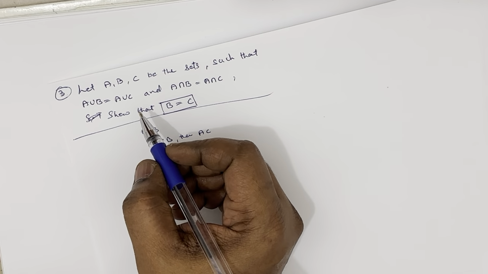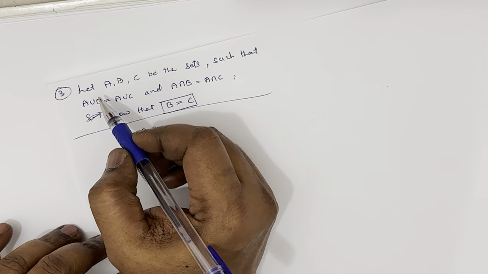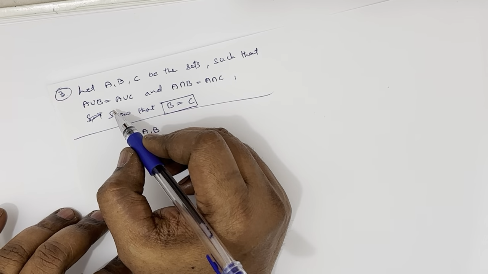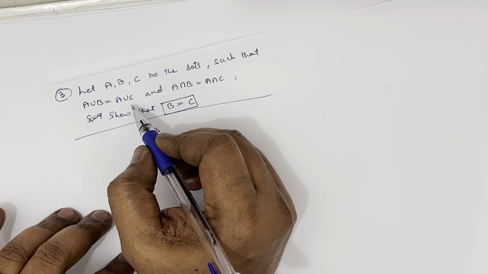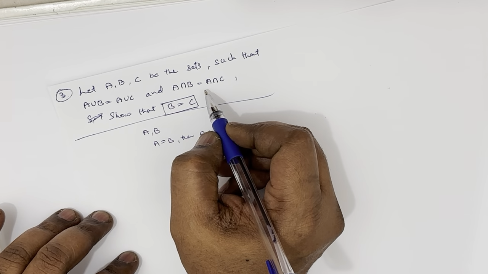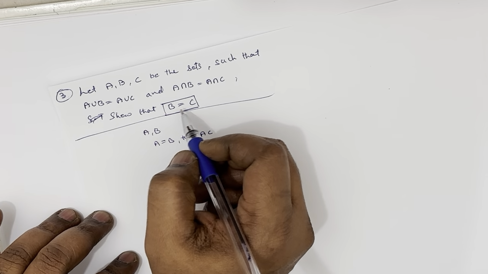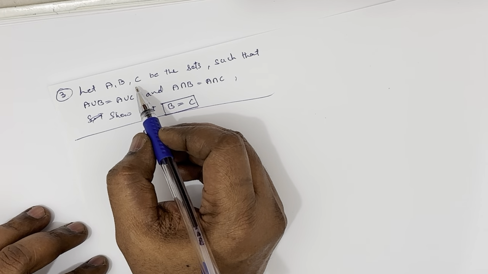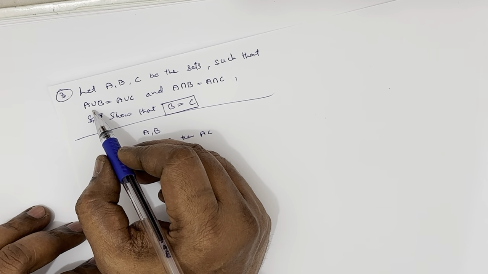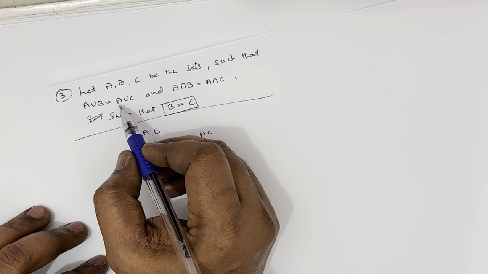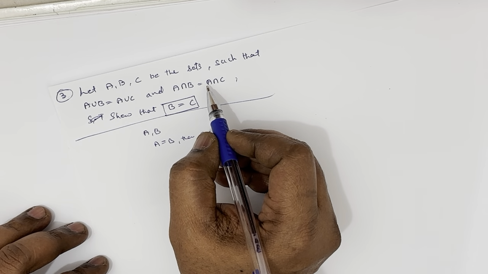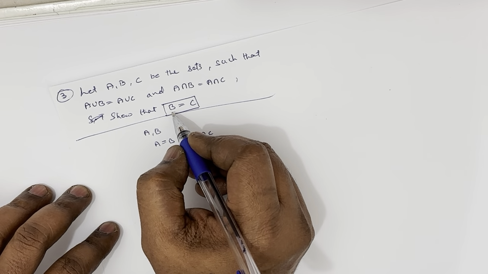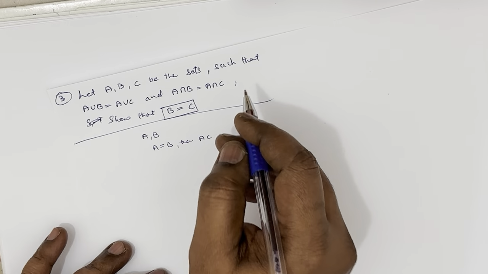Okay, let's do the next one, that is the third one. Let A, B, C be sets such that A union B is equal to A union C and A intersection B is equal to A intersection C. Then show that B is equal to C. Three sets A, B, C. Here they are given that A union B is equal to A union C and A intersection B is equal to A intersection C. So we have to show that set B is equal to set C.